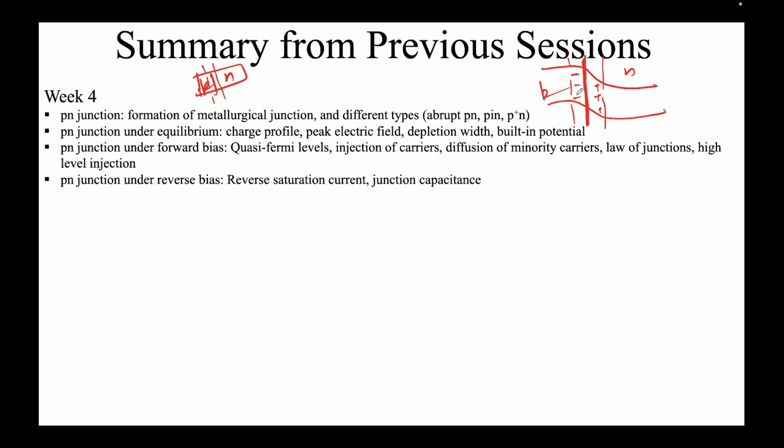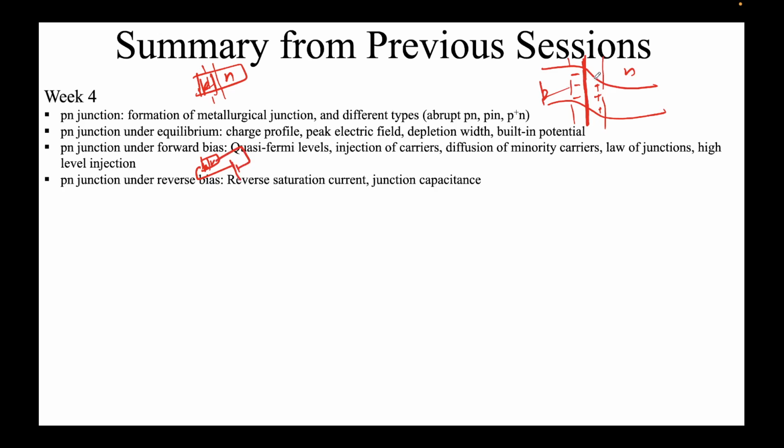We saw these expressions and the built-in potential. Naturally, if there is an electric field associated, there will be a potential. That we refer to as the built-in potential. Then we can apply a forward bias. Forward bias means, let's say you apply to the p side of the device, you connect it to the positive terminal of the battery.